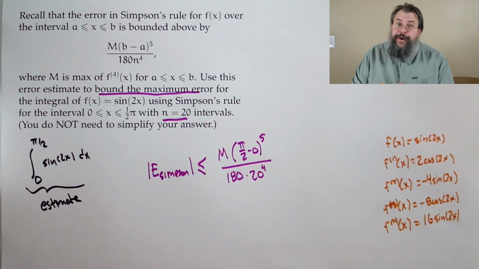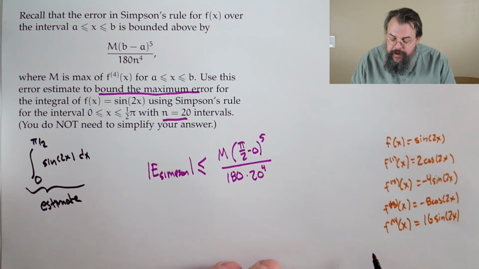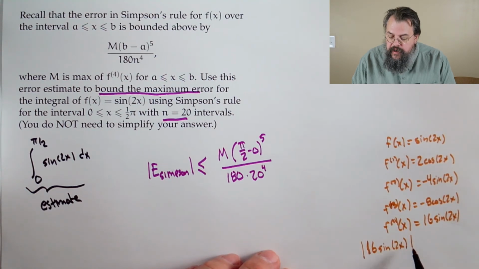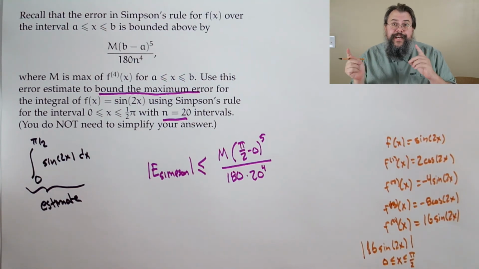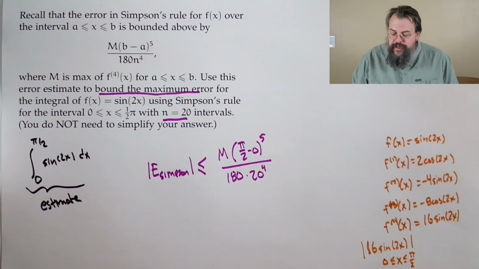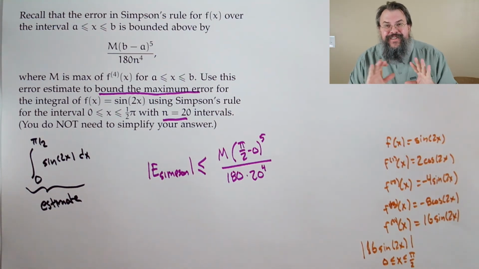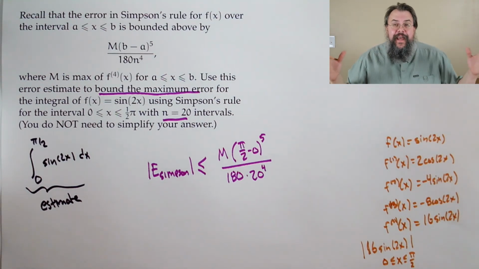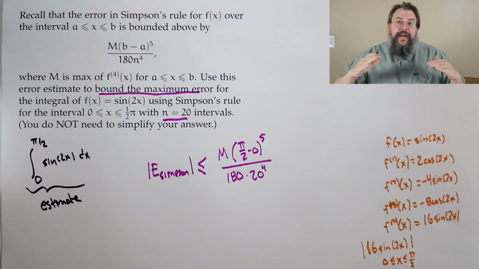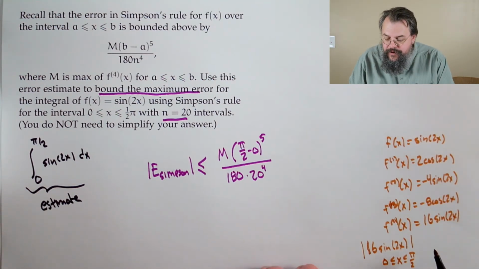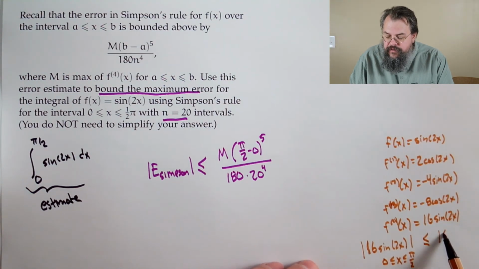Now, what can we say about this function, 16 sine of 2x, going from 0 up to pi over 2? If you only looked at the endpoints, you'd say, plug in 0, you get 0; plug in pi over 2, you get sine of pi, which is 0. Beautiful. But you can't just do that. Remember, we have to take into account any point in between. Sine is bounded, it goes between positive 1 and negative 1, and therefore this is less than or equal to 16.